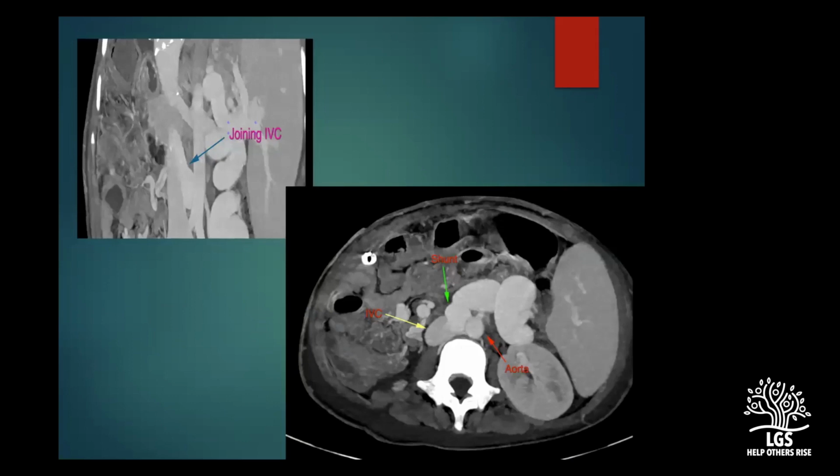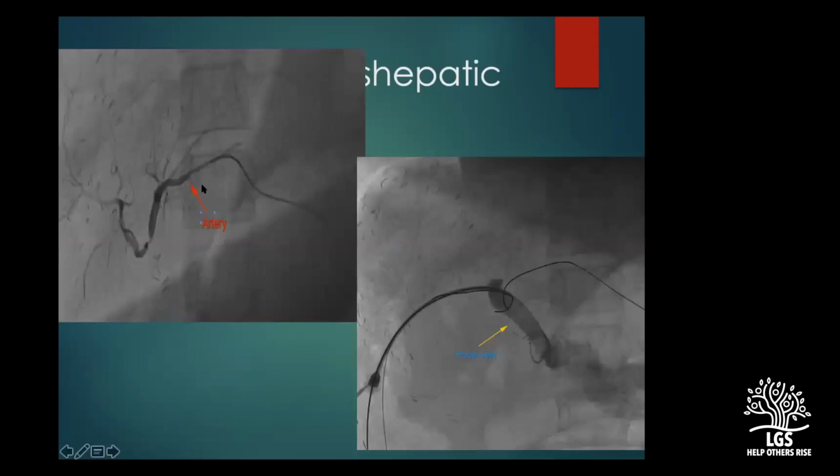But unfortunately, I ended up giving a complication here. I punctured the artery, unfortunately, because the artery and the vein look the same on the ultrasound. And what I thought was a portal vein turned out to be an artery after puncturing. So this was the arterial puncture. Later on, we realized it was an arterial puncture, and we sorted it out later.